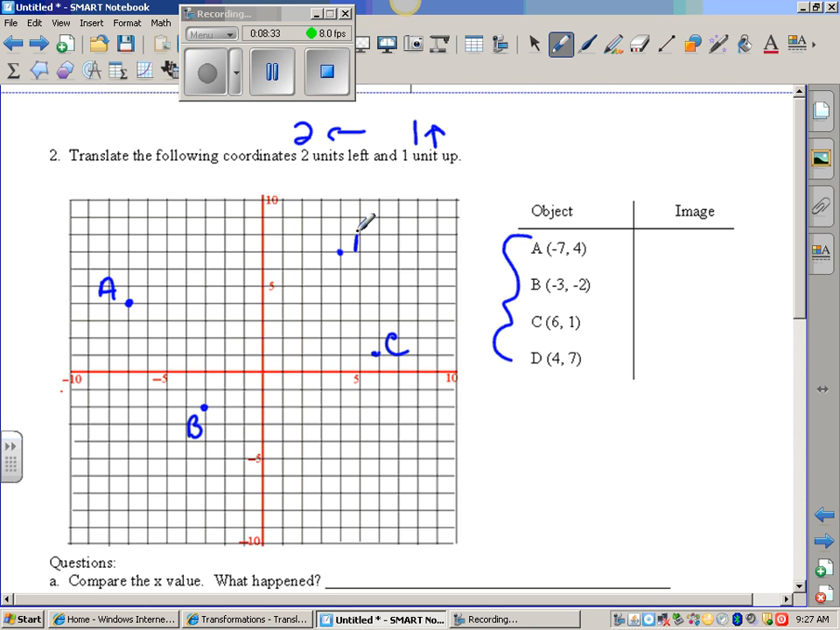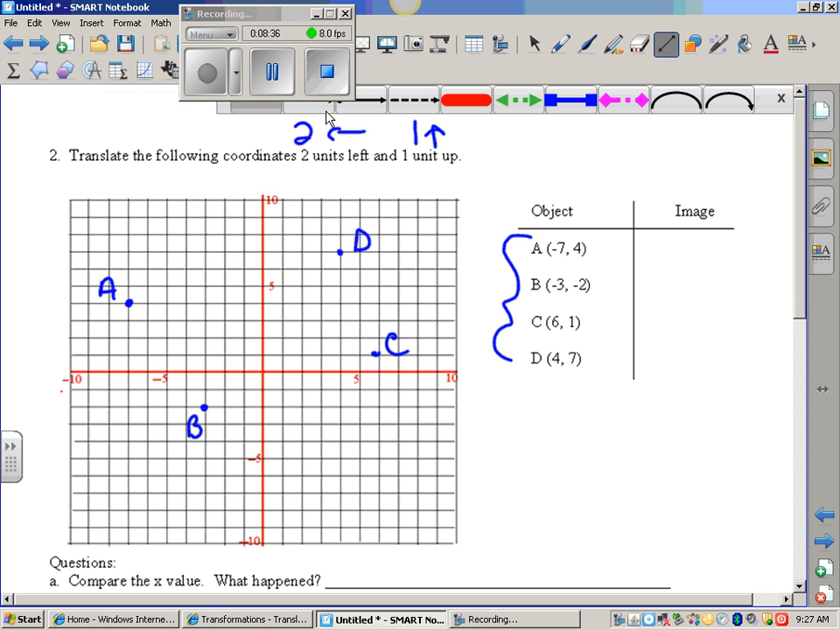Now, just a warning. These get pretty messy. It's okay when you do your translation if they overlap.